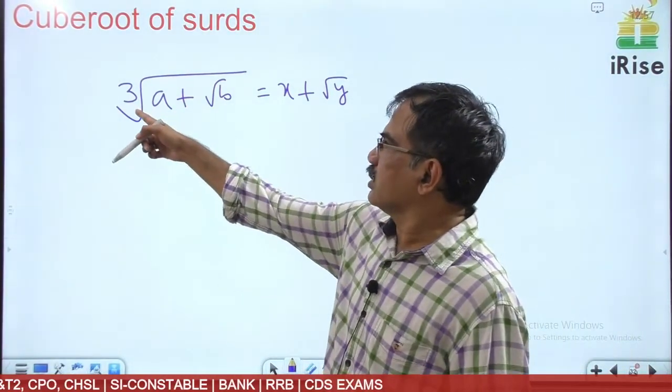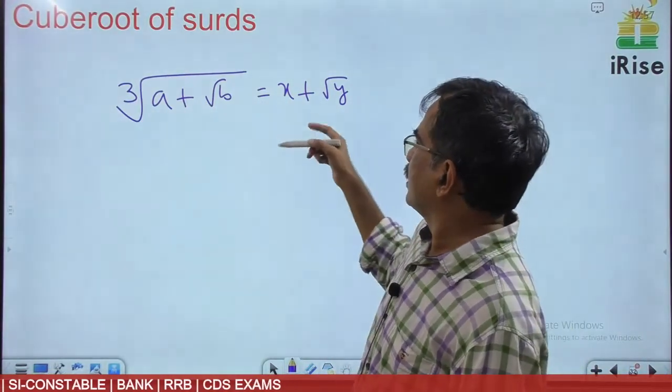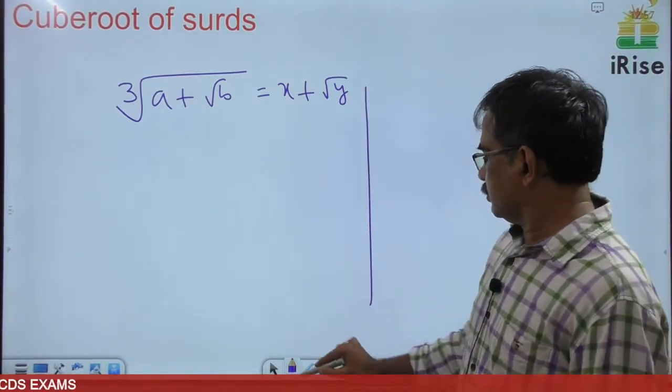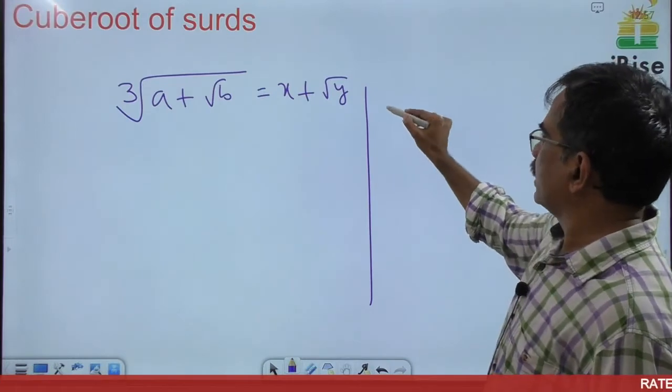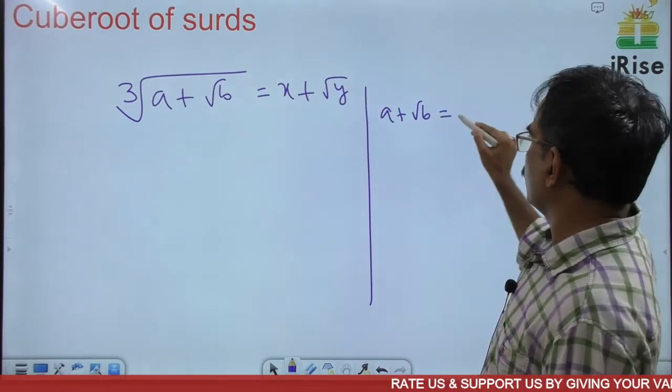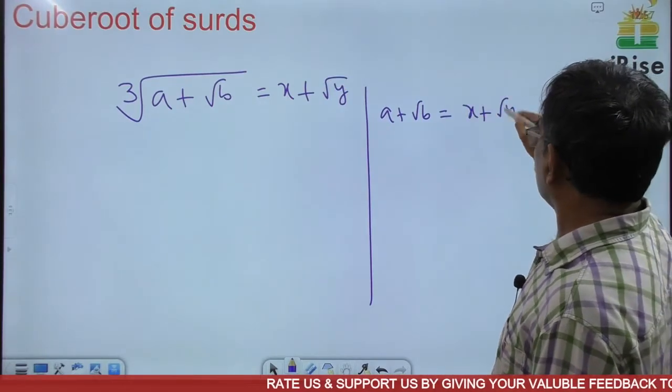So I want to consider cube root of a plus root b as x plus root y. Then taking cube on both sides, a plus root b is equal to, taking cube on both sides, x plus root y whole cube.